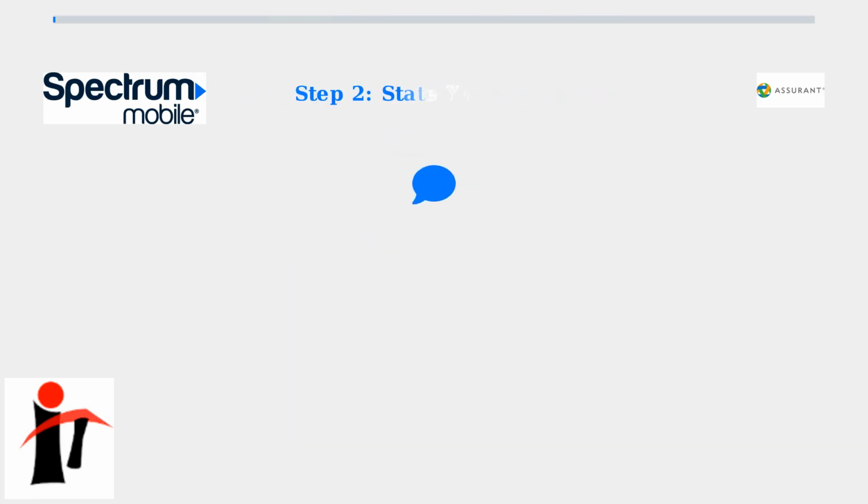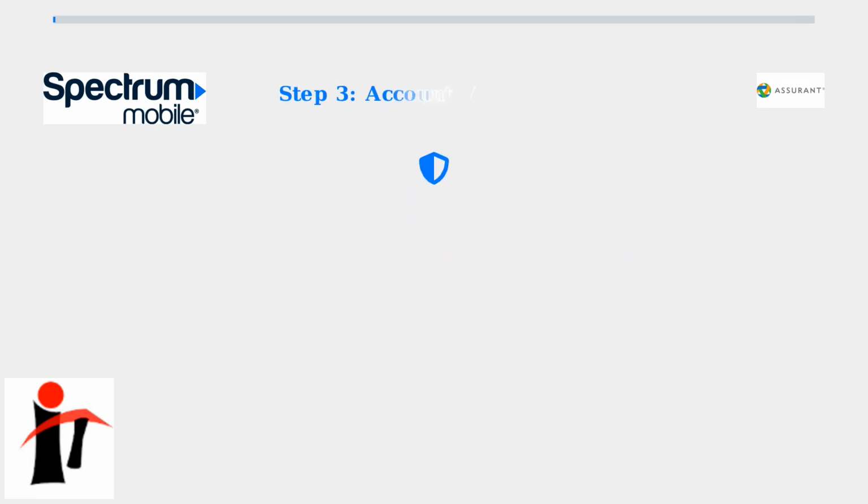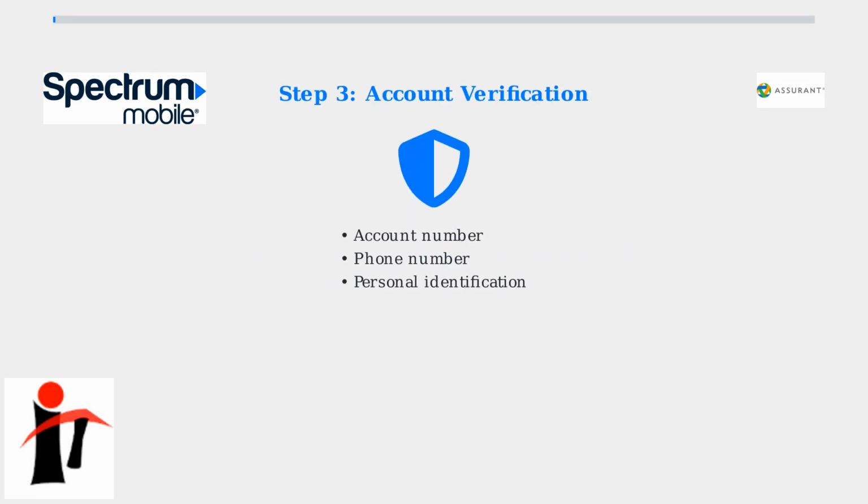Step 2. Inform the representative of your intent. When you speak with the customer service representative, clearly state that you wish to cancel your Spectrum Mobile Protection Plan. Step 3. Provide account verification. Be prepared to provide your account information for verification purposes. This typically includes your account number, phone number, and personal identification details.